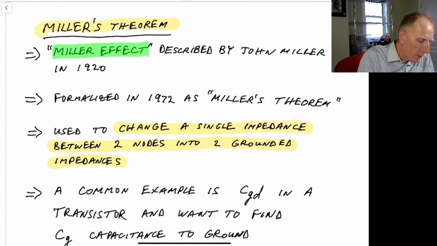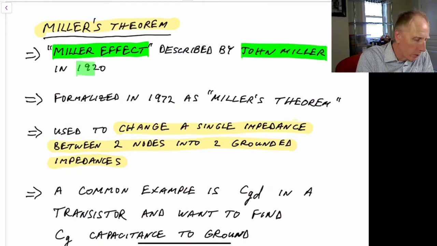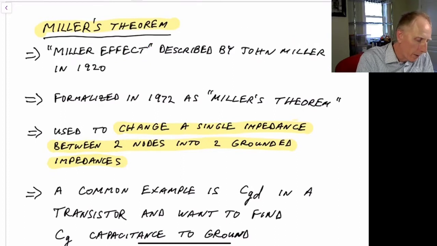Miller's theorem started off as the Miller effect, and it was described by John Miller back in 1920, so in the days of vacuum tubes. It was upgraded in 1972 and formalized as Miller's theorem.